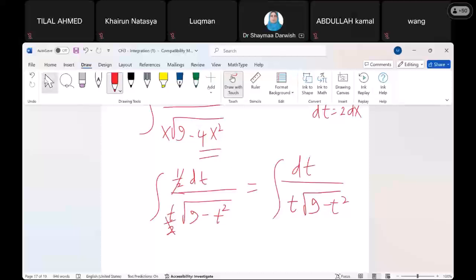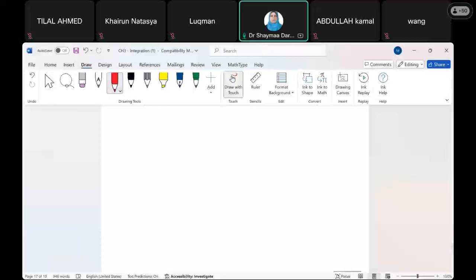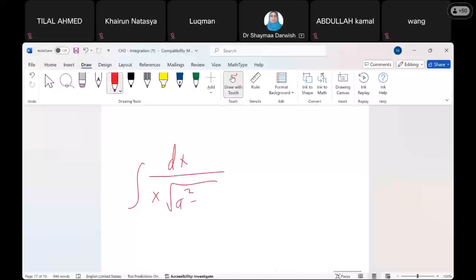This one, if I go back to the formula, it will be sec inverse. If you check the formula that you have, it is sec inverse x. So the formula of sec inverse x is like this one. If you have dx over x times square root of a squared minus x squared, this is equal to minus 1 over a sec inverse x over a. This is the formula of sec inverse.